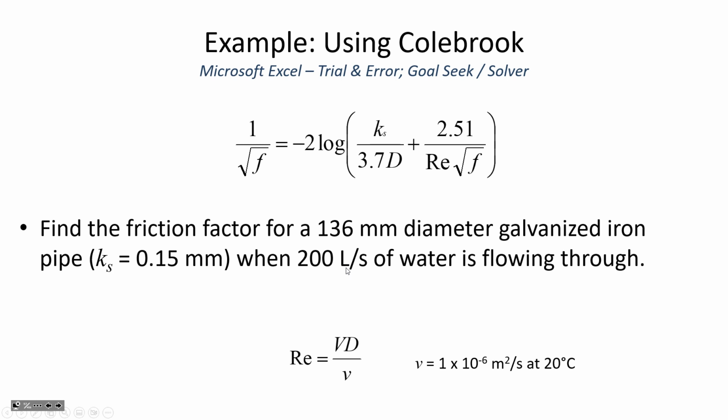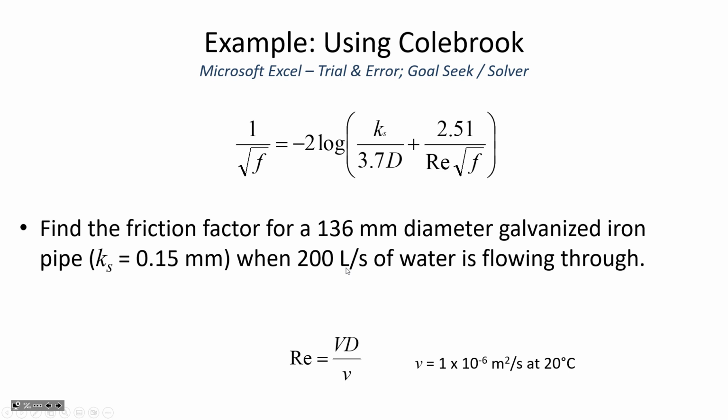Does anybody know what that is in terms of cubic meters per second? 0.2. Good. Because there is 1,000 liters in a cubic meter. So the conversion between liters and cubic meters should be instantaneous in your mind. Just divide by 1,000 if it's liters per second. So our flow rate is 0.2 cubic meters per second.